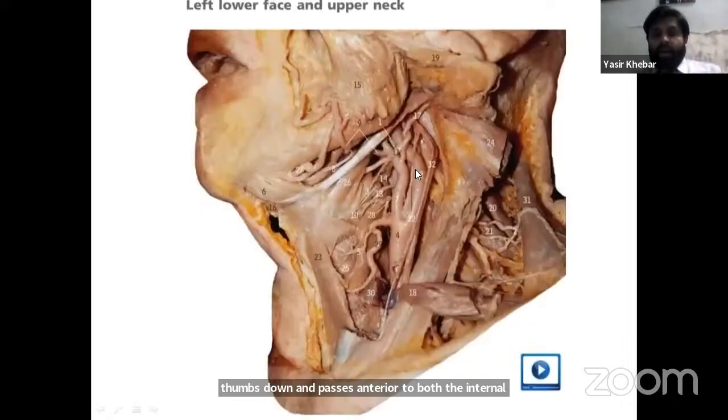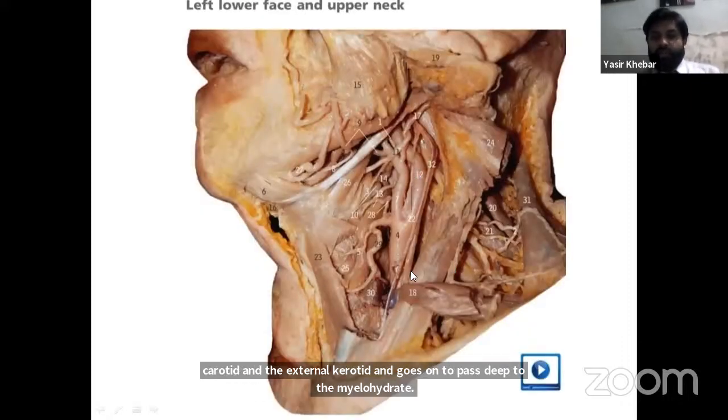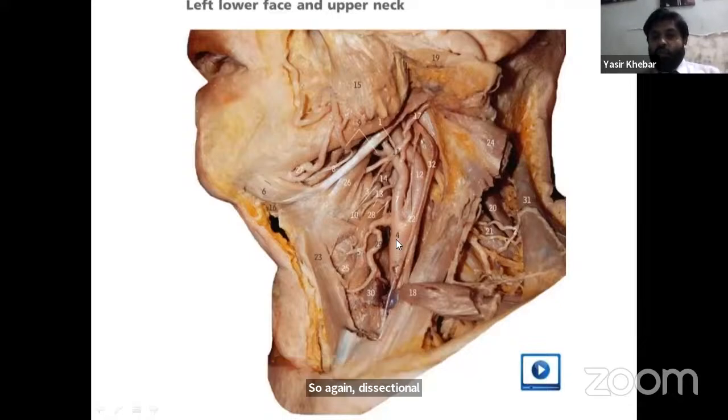So again, dissection specimen, the same thing has been depicted. This 4 is the common carotid artery, very easy to understand now. This is a dilated portion of the common carotid. So this is the carotid sinus. This one is with branches. This is the external carotid artery. This one without branches is the internal carotid artery going deep down. Obviously, the vein has been removed in this specimen.